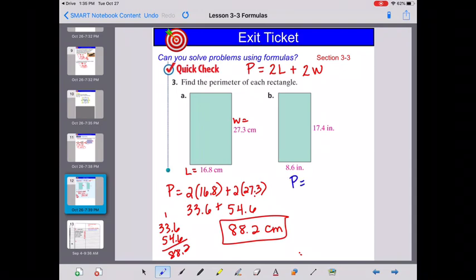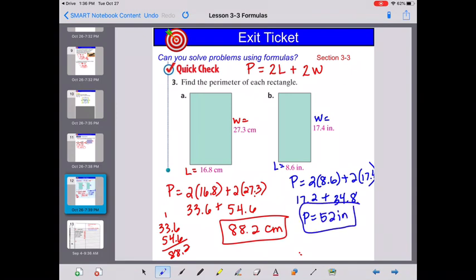Okay, the next rectangle. I will call this one the length and this one the width. Again, if you switched it, it doesn't matter. 2 times 8 and 6/10 plus 2 times 17 and 4/10. So 8 and 6/10 times 2 is 17 and 2/10. 17 and 4/10 times 2 is 34 and 8/10. When I add those two together, I get 52.